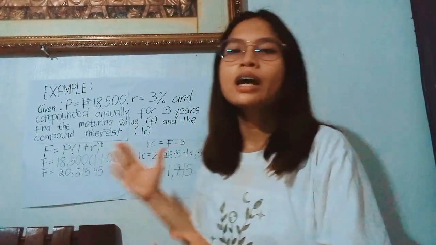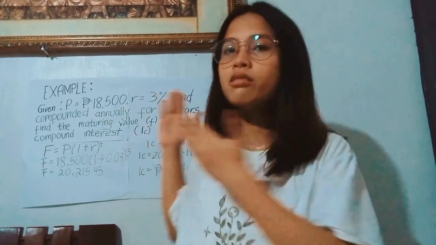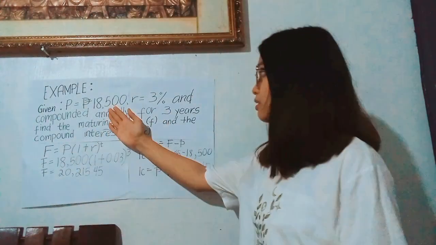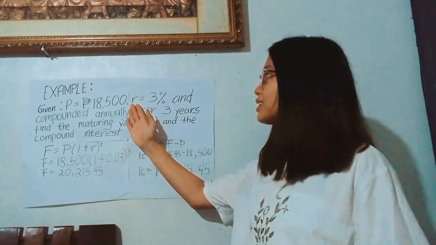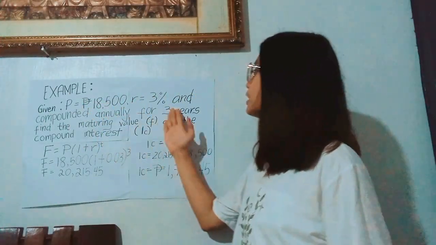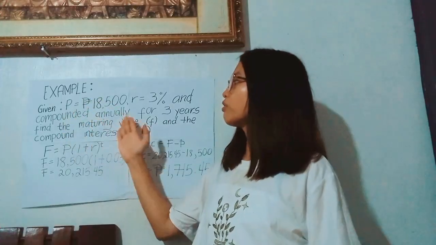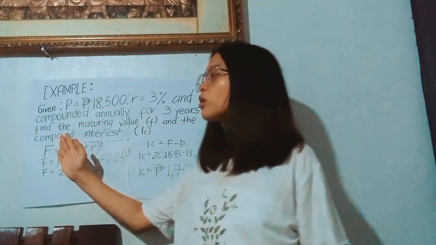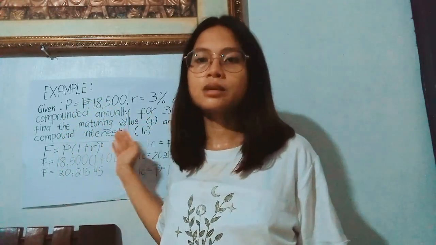Dito naman sa compound interest, bakit mas malaki yung tubo ng mga investor when it comes to compound interest? Let's say for example, this given: the principal, ito yung puhunan or the present value, which is 18,500, and the interest rate is 3% and compounded annually for 3 years. Find the maturity value F and the compound interest I sub C.